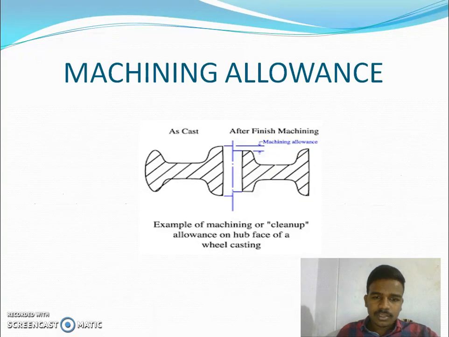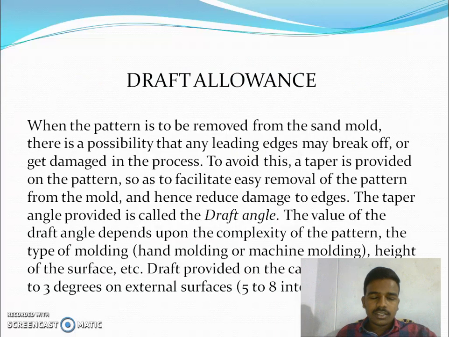So this is the diagram of machining allowance. This is the part after casting. This is the part after getting machined. Here we can see the dimension is reduced. So for this purpose we will give some extra part on the pattern to make it machined to get a desired object.